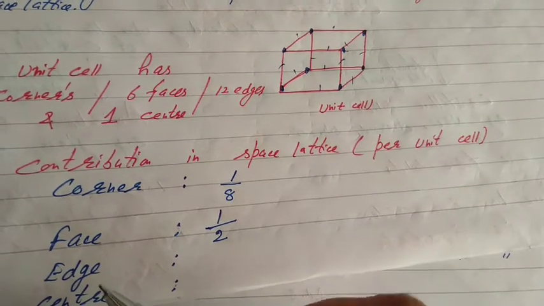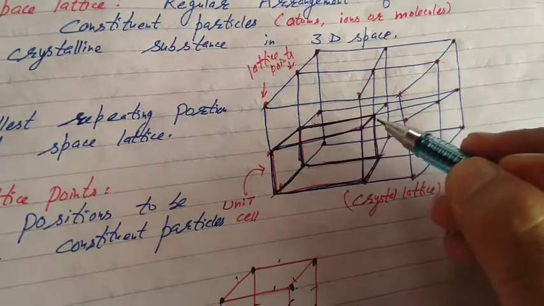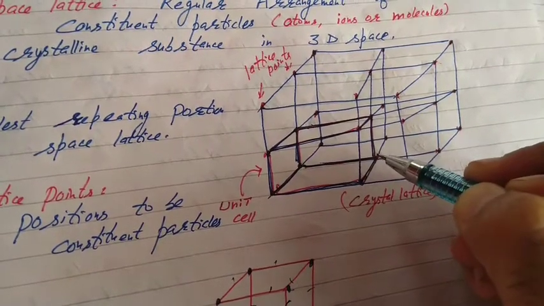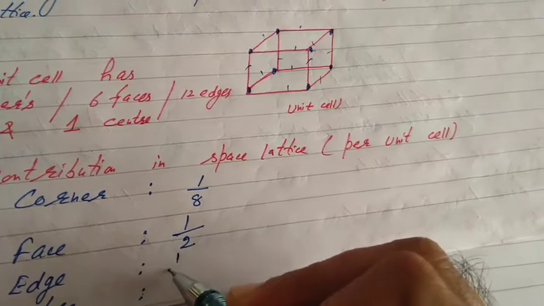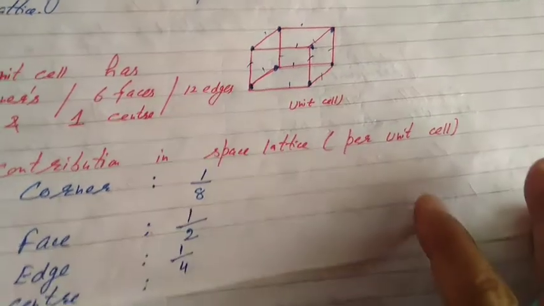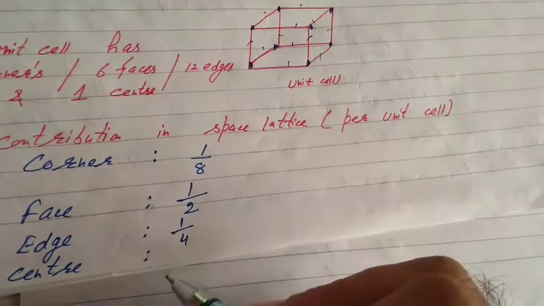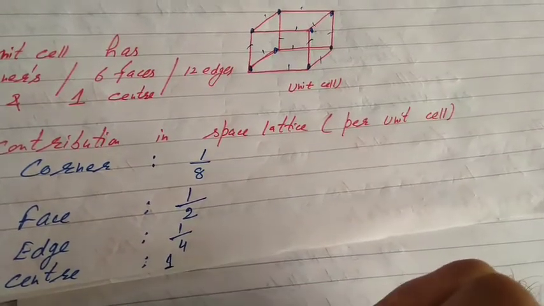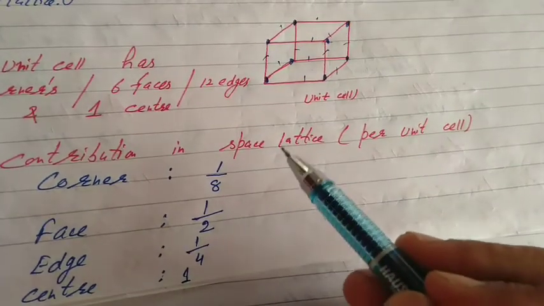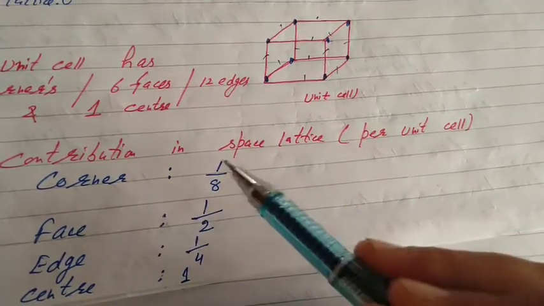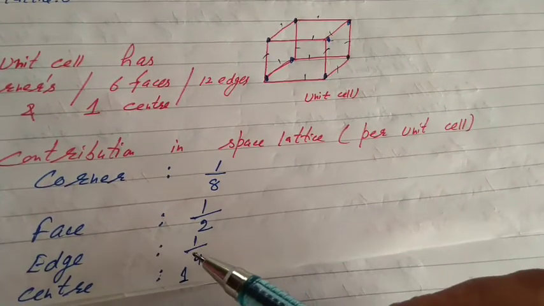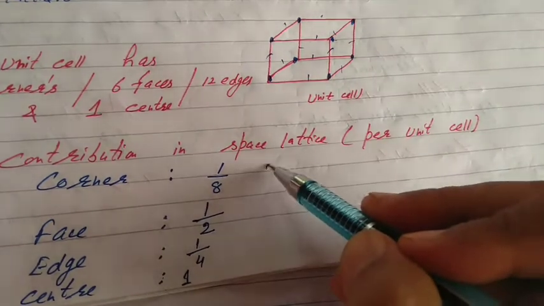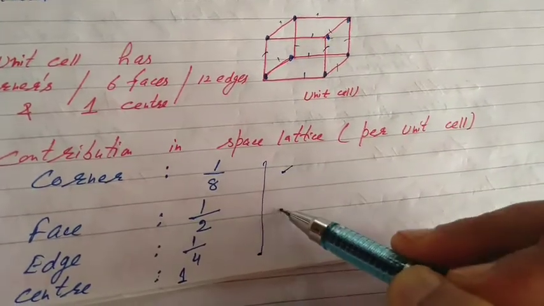Contribution at edge: each edge is shared by 4 adjacent unit cells, students. One edge possesses 2 corners shared by 8, so edge is shared by 4. Contribution per unit cell at edge is 1 by 4. And center is free. Contribution per unit cell at center is 1. Contribution per unit cell in space lattice at corner 1 by 8, at face 1 by 2, at edge 1 by 4 and center is free. Please remember this. Then you will be able to solve the numericals.